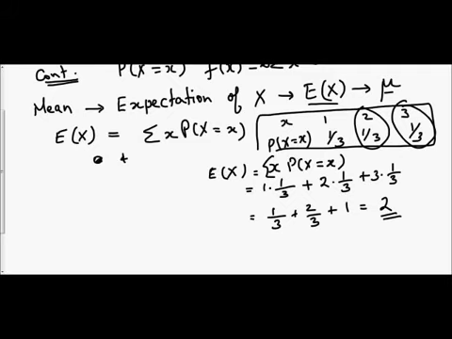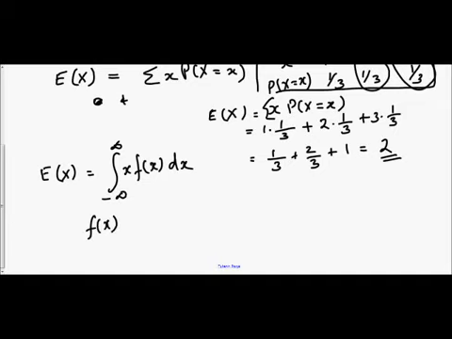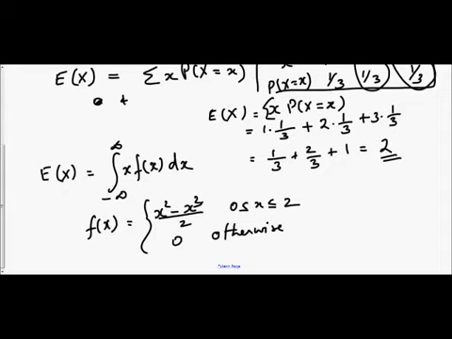When it comes to a continuous random variable, then expectation of x would not be a sigma. It will be an integration of x f of x dx, from negative infinity to infinity. It need not be negative infinity to infinity; it will be the limits for which the function is described. So for example, let's take a probability density function as x squared minus x cube over 2 for the interval 0 to 2 and 0 otherwise. Actually speaking, the limits here would be only 0 to 2 for everything.